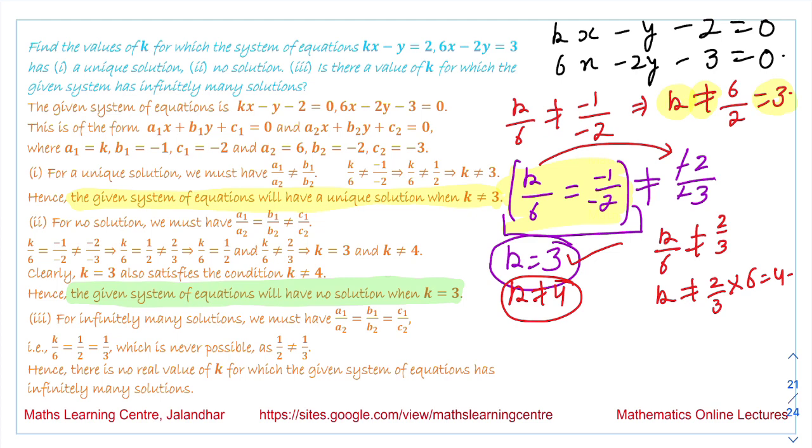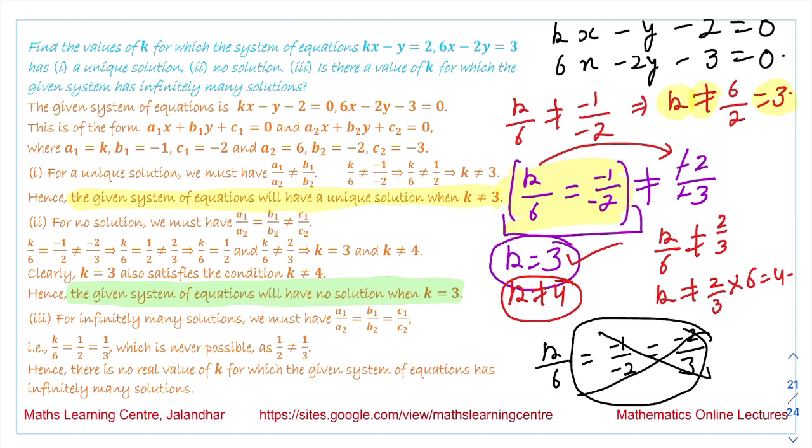Now the last case we have is for infinitely many solutions. The condition we should have is that k over 6 should be equal to minus 1 by minus 2 should be equal to minus 2 by minus 3, and this is never possible. So there is no real value of k for which the given system of equations has infinitely many solutions, because this last condition is never possible.